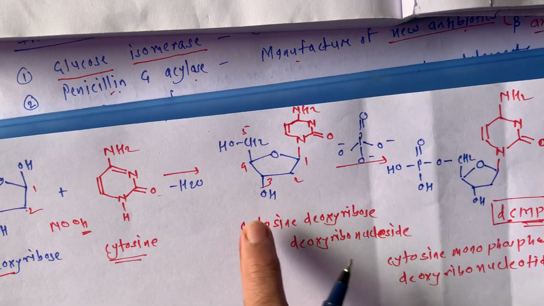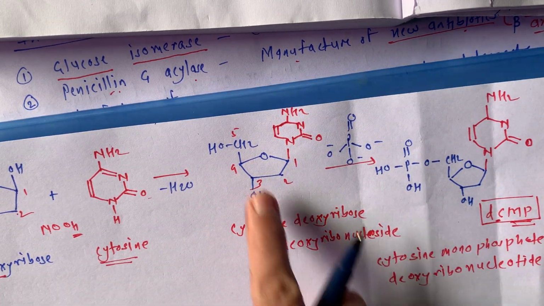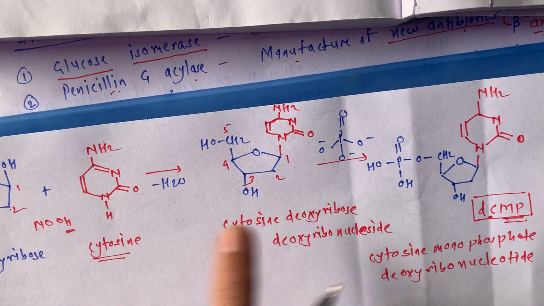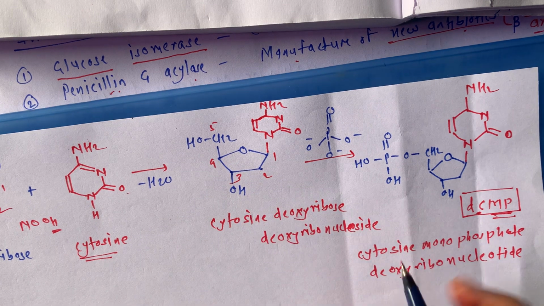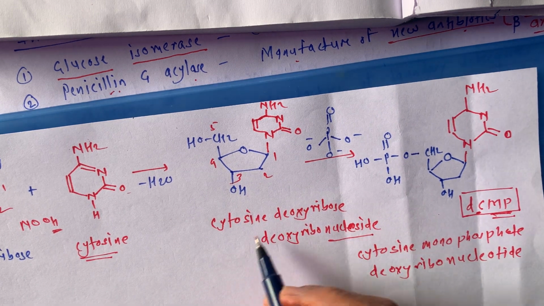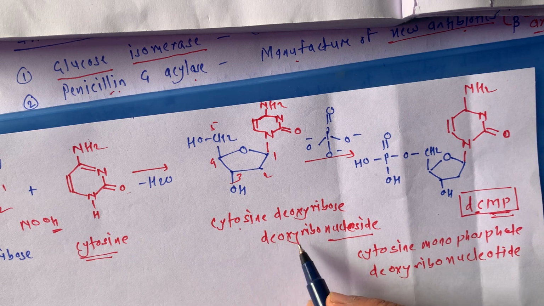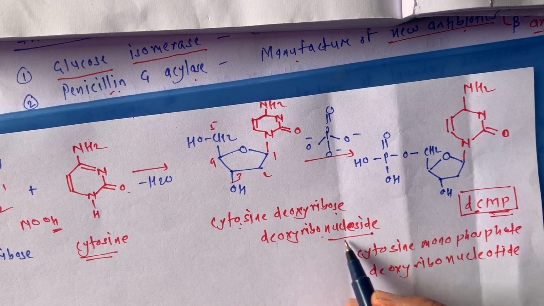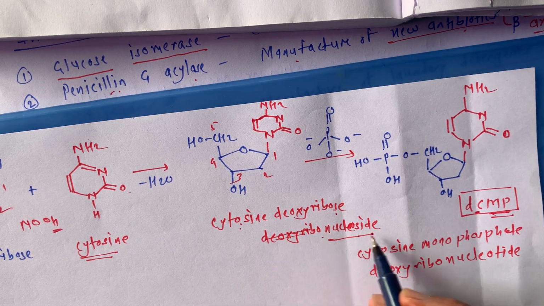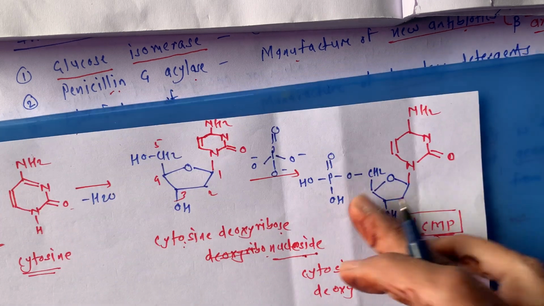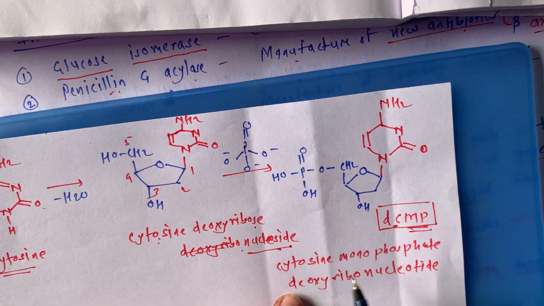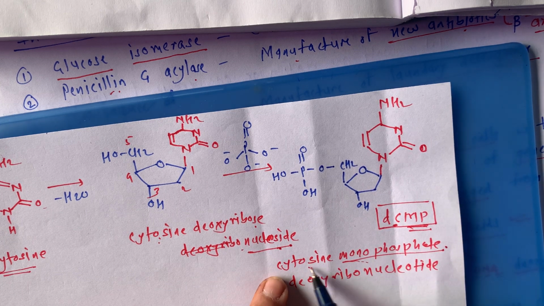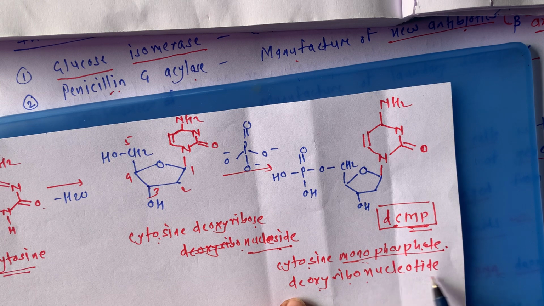Okay, now what is this compound C? This is cytosine, and this is deoxyribose. When these two are attached to each other, and form this type of product, then this is nucleoside. What is the name of this? This is cytosine deoxyribose nucleoside. When phosphate group is attached to here, then this becomes monophosphate. Then this is cytosine monophosphate deoxyribonucleotide.